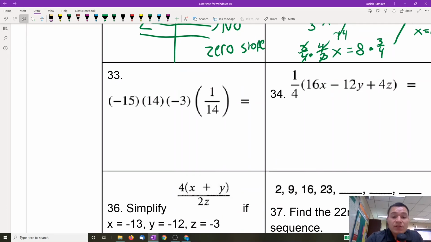In this question, there's the straightforward way of doing it, and there's the easy way of doing it, which is 14 is multiplying and 14 is dividing. So let's simplify that. Then we have two negatives. Those will make a positive. 15 times 3 is 45.